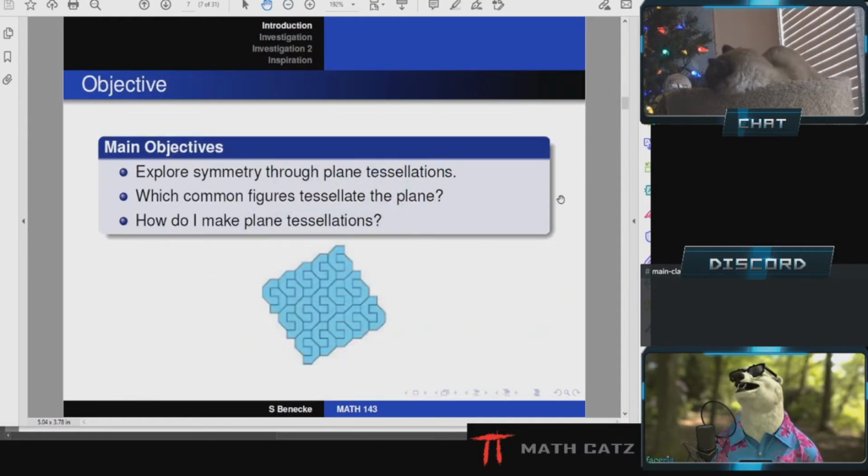All right, so our main objectives are to explore symmetry and properties of shapes, basic polygons, this topic of plane tessellations. Sorry, I should just say tessellations. It's always going to be plane. And then the next question could be, well, I know my basic polygons. I hope I know my basic ones. Which one of them, or which ones, can be used to tessellate the plane? Or do I have to use combinations?